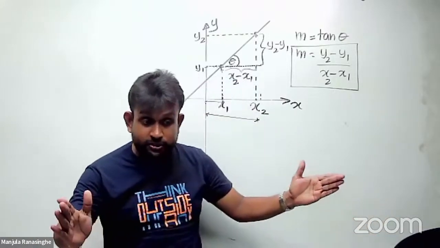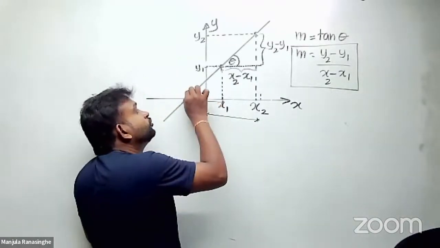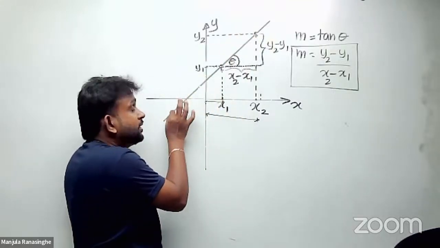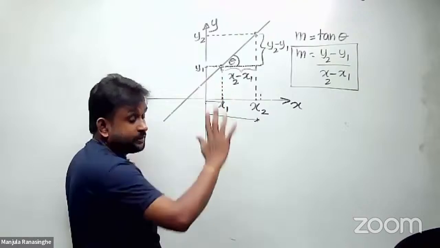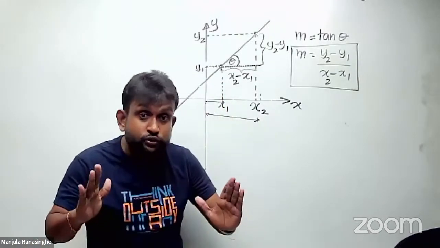Yes, likewise, we can choose any coordinate on the line. Any coordinate you can choose, but it shall be on the straight line. So you can choose any two coordinates, and the gradient gives you the same answer.